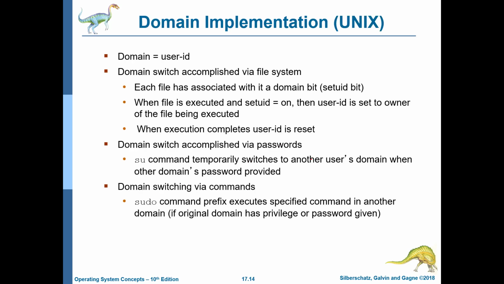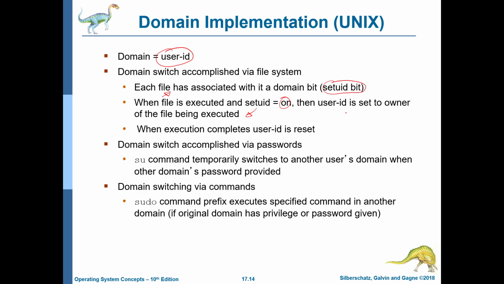So how is the domain implemented in Unix? The domain is nothing but the user ID. Every user has a name but also a unique user ID. And any kind of domain switch is accomplished via the file system. Every file has associated with it a bit called the set UID bit. And when the file is executed, the user ID is set to the actual owner of the file as per set UID, if the set UID bit is on.